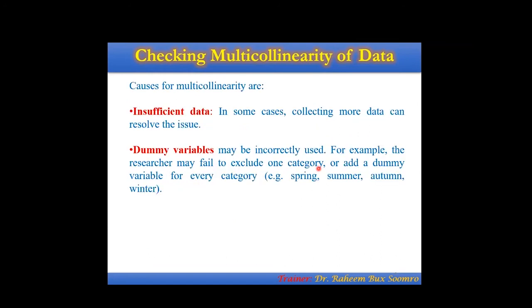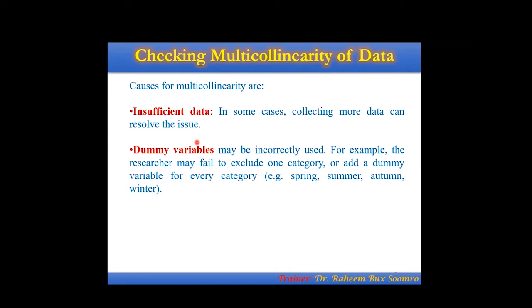Causes of multicollinearity, what are the causes? The first cause is insufficient data. The data is insufficient, probably that's why the multicollinearity issue may arise. Now, if you provide sufficient data, if you collect more data, then probably you can solve this problem.